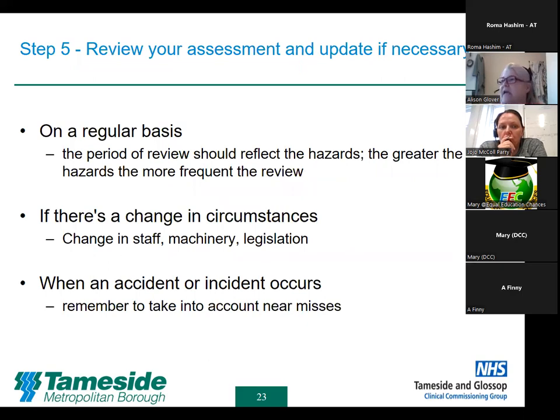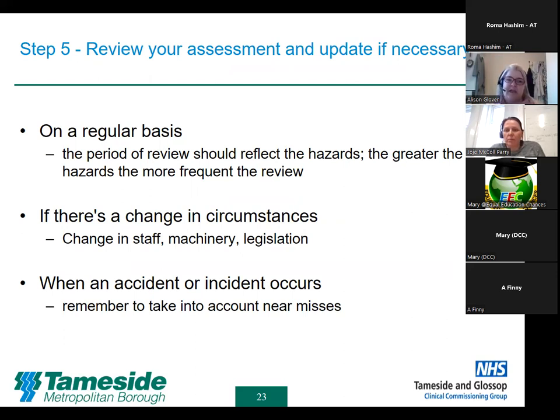So the final step of risk assessment is around reviewing your risk assessment and updating it. Now, with the review of a risk assessment, we would normally say it should be reviewed probably annually, but it's dependent on how hazardous the activity is. If it's a very hazardous activity, which I would hope maybe you're not doing, then it should be reviewed more frequently.